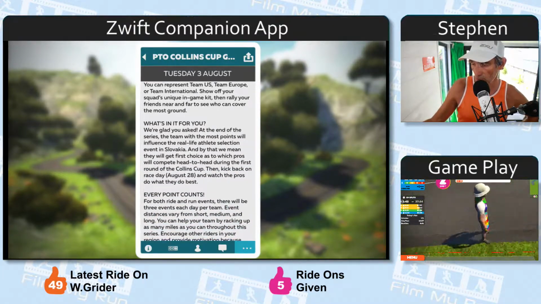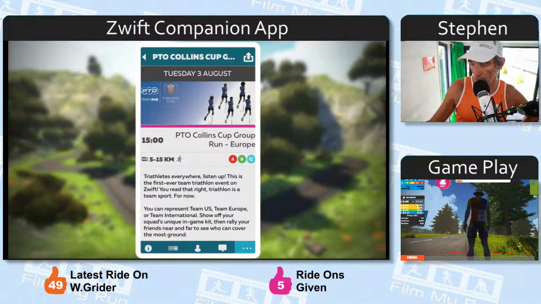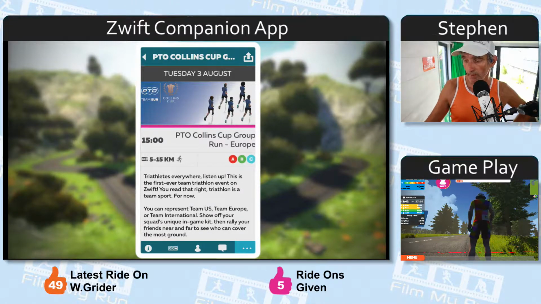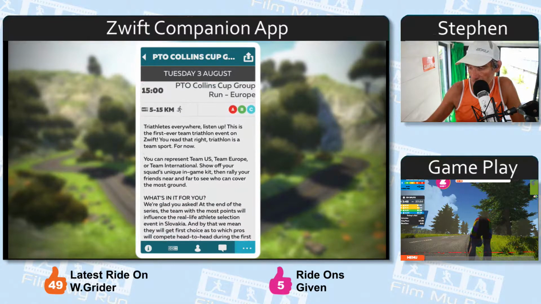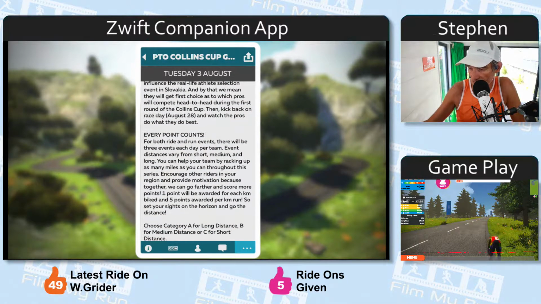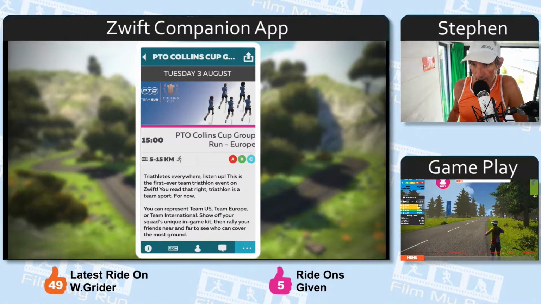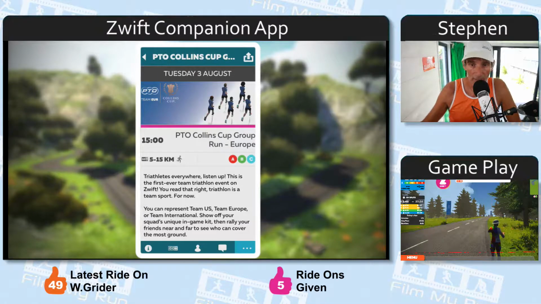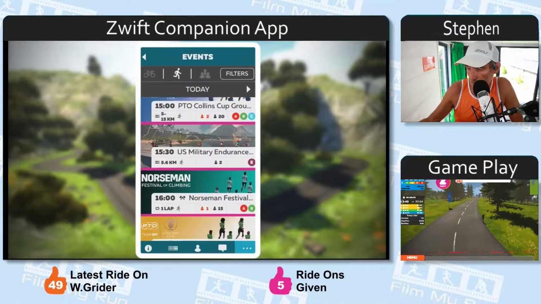And the idea is that you run for your team. So at 3 o'clock this afternoon, you can run for Europe. And the idea is to build up as many points as you can for your team and to see who wins basically at the end. So that's the Collins Cup. Tina and Clive have already run Collins Cup events and you get a shirt, a virtual shirt at the end of it. So if you can, go and join one of the Collins Cup runs.